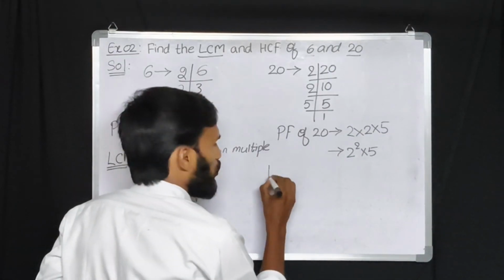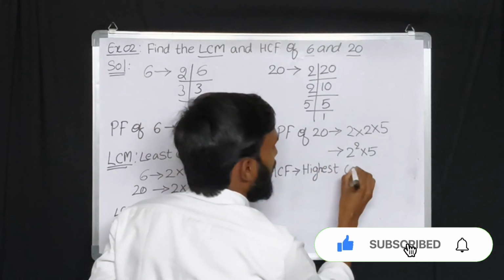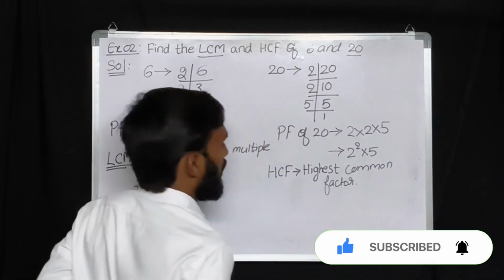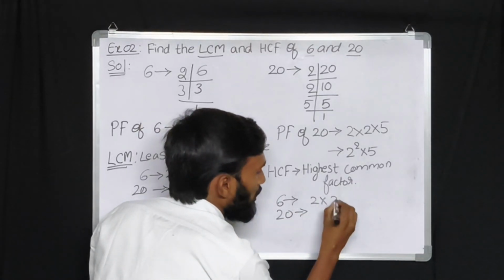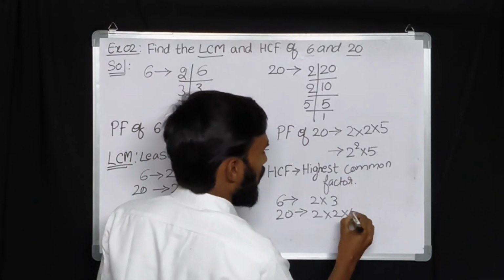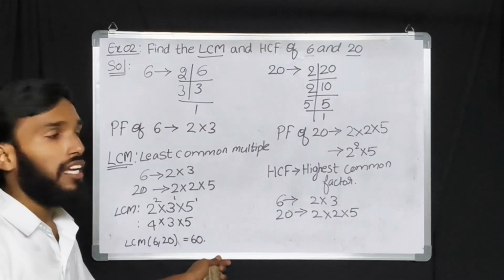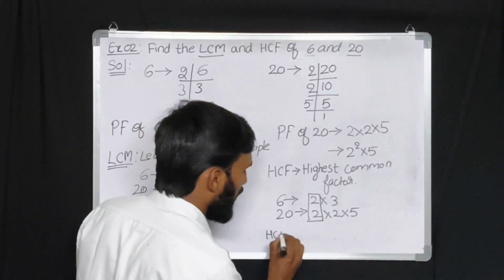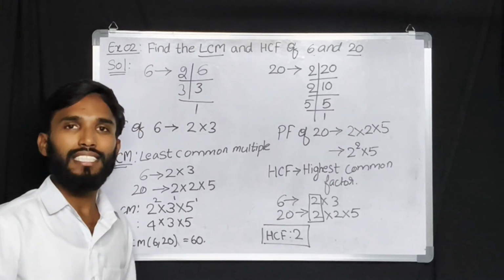Now, HCF is so easy. As the name says, HCF is nothing but highest common factor. If you observe the factors of 6 and the factors of 20, these are 2 into 3, and 2 into 2 into 5. We have to write the highest common factor in both. What is the highest common factor here? 2. These are the HCF and LCM of 6 and 20.